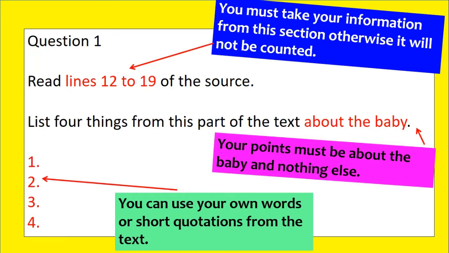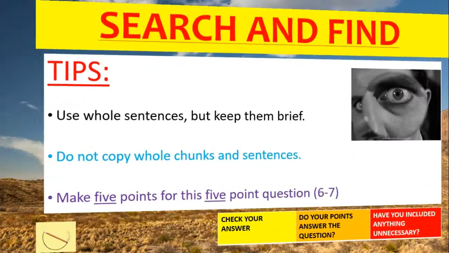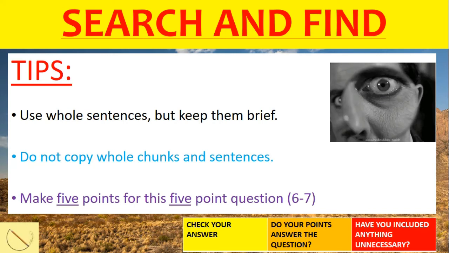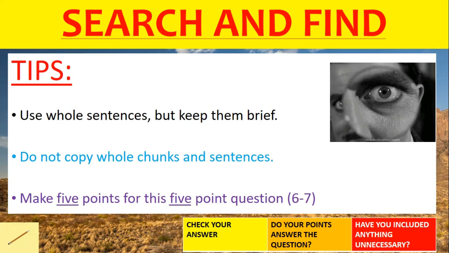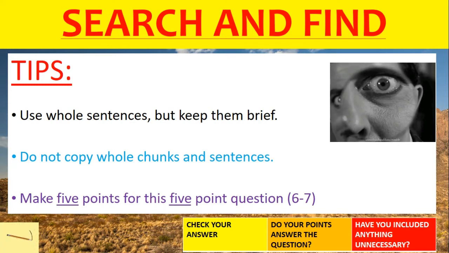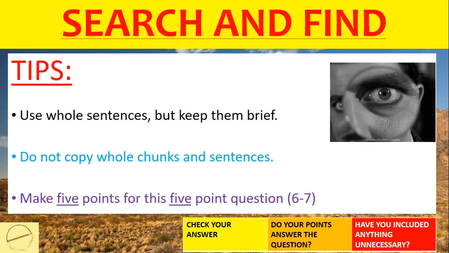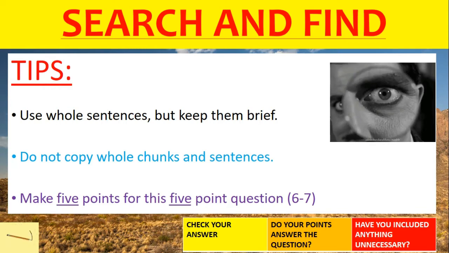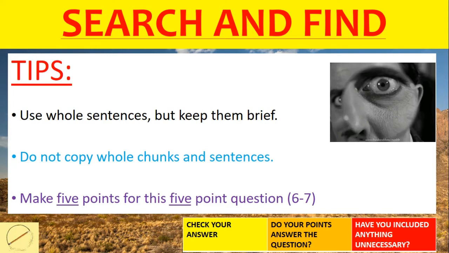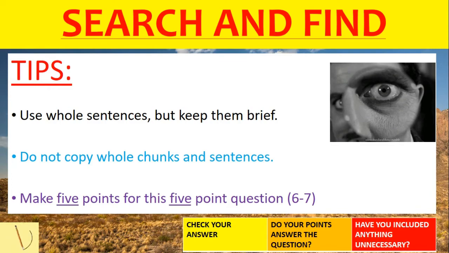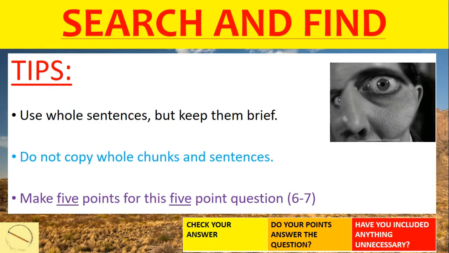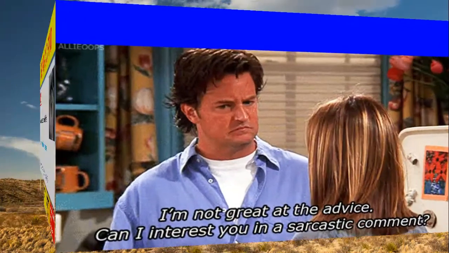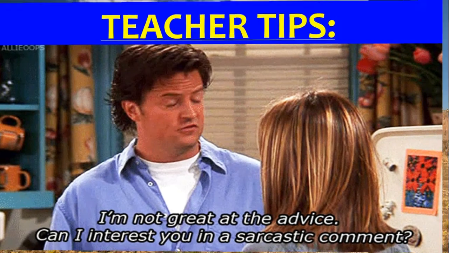Basically, you should write a sentence. So tips for this question: use whole sentences but keep them brief in your answer. Don't copy whole chunks and sentences, because if you do that, it's showing the examiner you don't know the answer to the question. You're just almost hedging your bets. If it's worth 5 marks, try to make 5 points. Or if you've got a bit of time, try to make 6 or 7 points. Because if you get one wrong, you've almost got credit in the bank because you've got your extra one written there. So a few tips for this question.